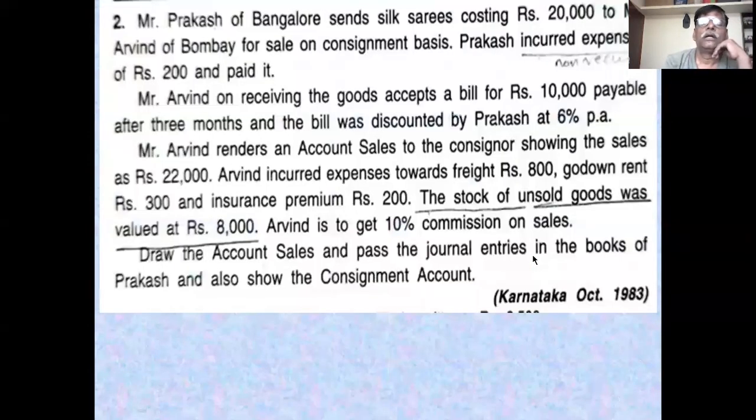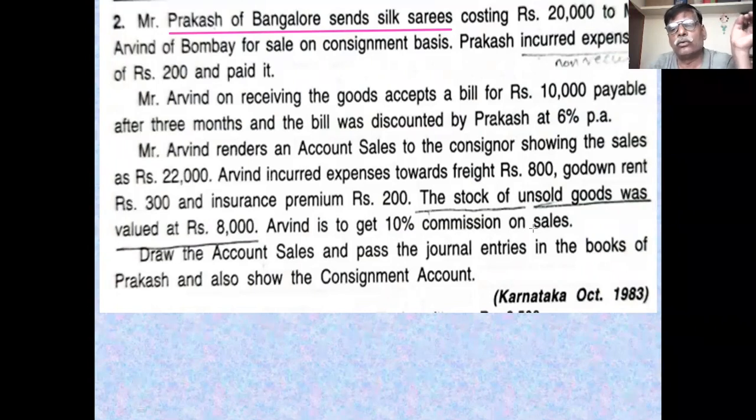Okay, and next problem you see here. Mr. Prakash of Bangalore sent silk saris. He is the sender of goods. The sender of goods is called the consignor. So Prakash is a consignor.